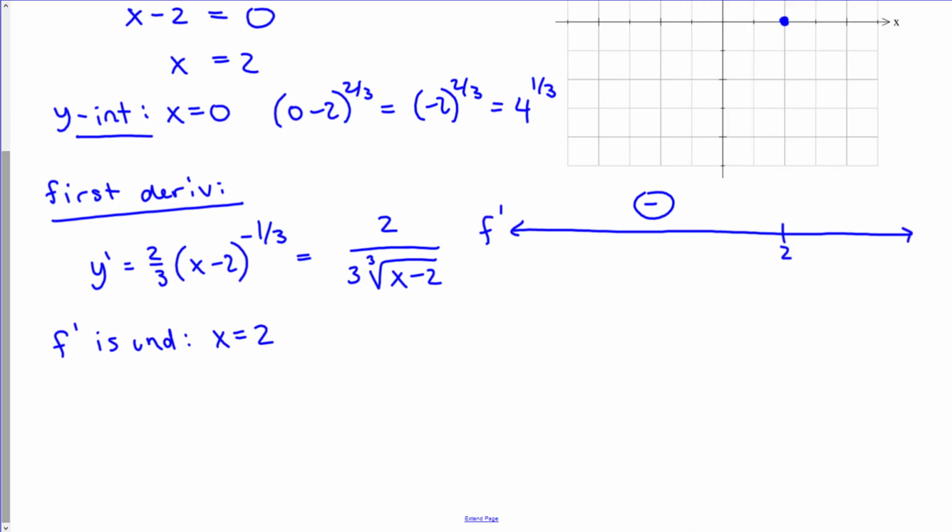All right, let's try putting in 3. If I put the value 3 in, 3 minus 2 in that denominator would be 1. The cube root of 1 is 1. So it looks like it would evaluate to 2/3, which is positive, and that's all that really matters. So at this point right here, I go from decreasing to increasing, so this looks like it's going to be a minimum.